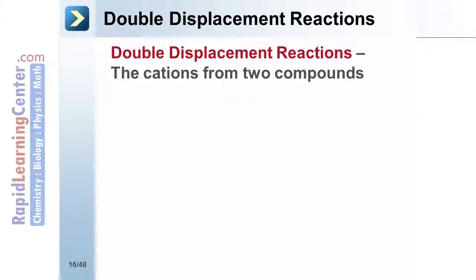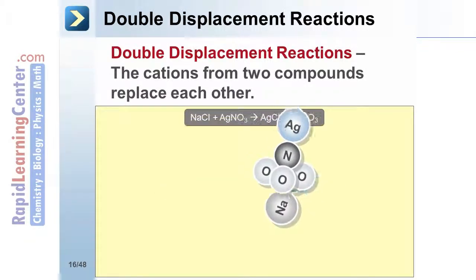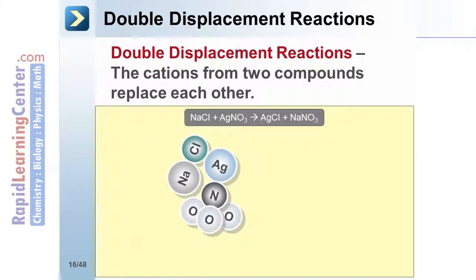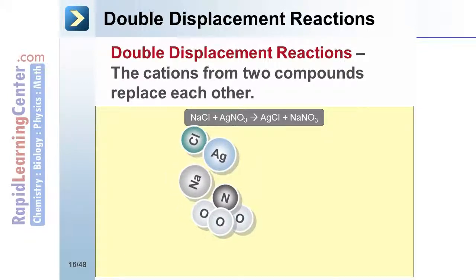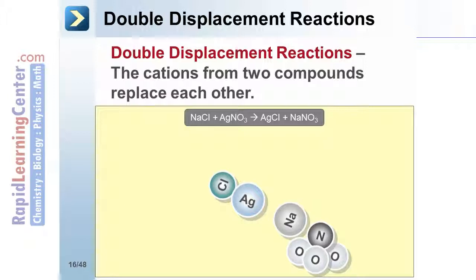Double displacement reactions are between 2 ionic compounds. Their ions are switched. In this example, the sodium ion is originally with the chlorine ion. However, in the end, the silver ion is with the chlorine ion.